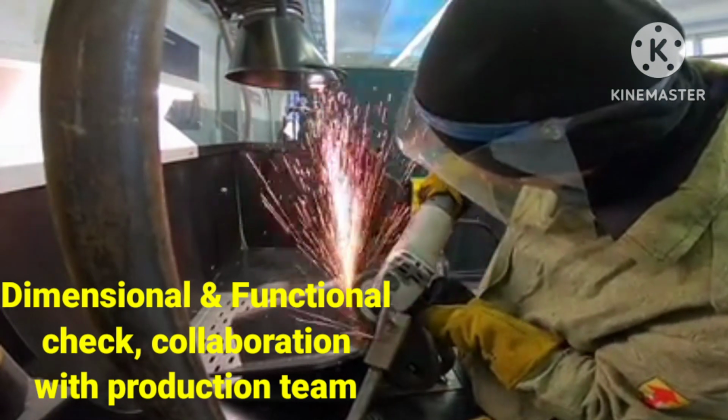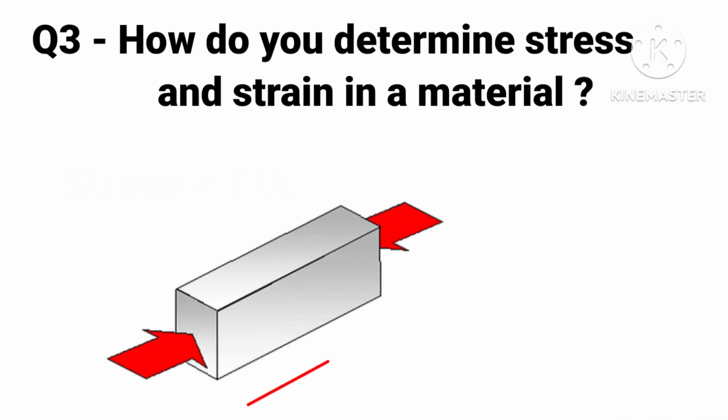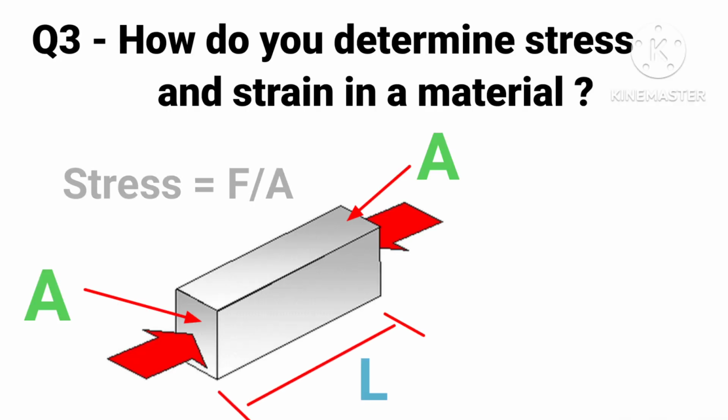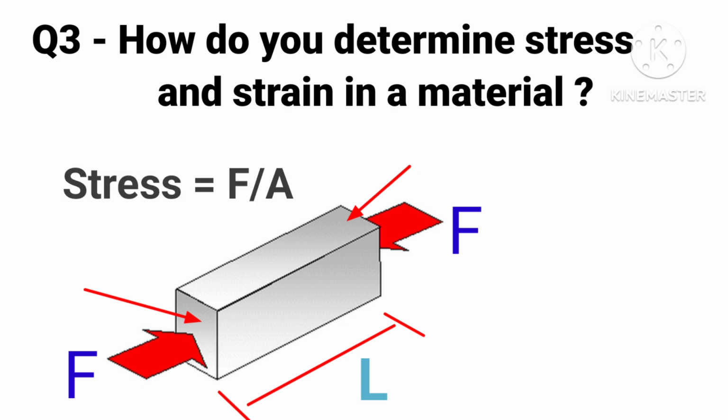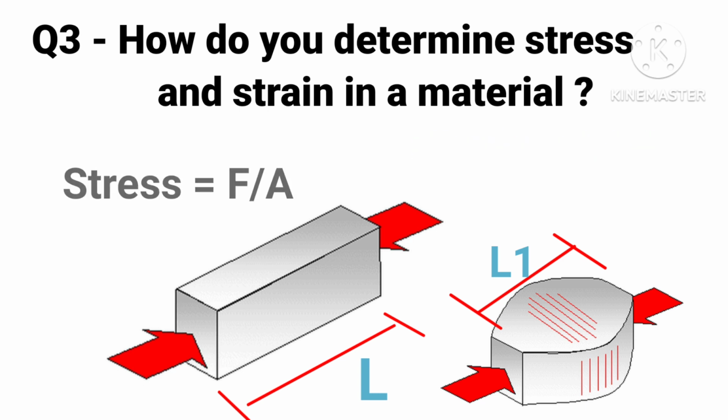Third question is, how do you define stress and strain in a material? The answer is, as we know from the basic engineering principle, stress is the force applied per unit area, and strain is the deformation or change in shape of the material with respect to the original shape.